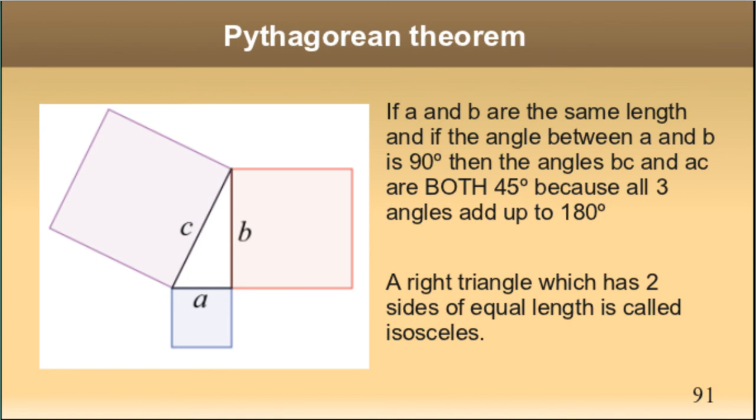If A and B are the same length, and if the angle between A and B is 90, then the angles BC and AC are both 45 degrees because all three angles add up to 180. A right triangle which has two sides of equal length is called isosceles. Hard to spell.